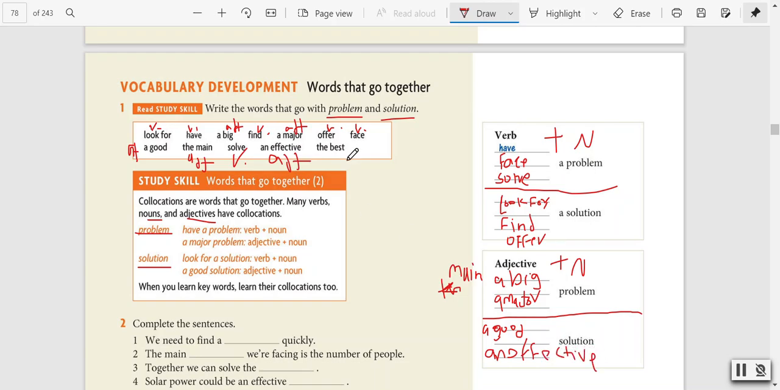And the last one, the best. We can use the best with what? The best solution. The best, and it's an adjective. Be careful about using these collocations, using verb and adjective with these nouns that we have, which is problem and solution.